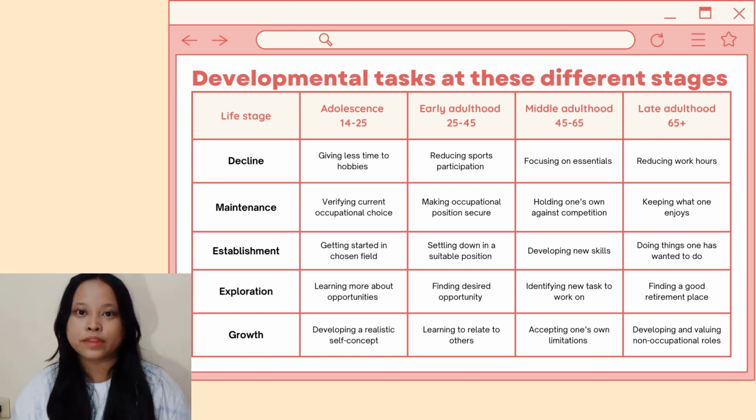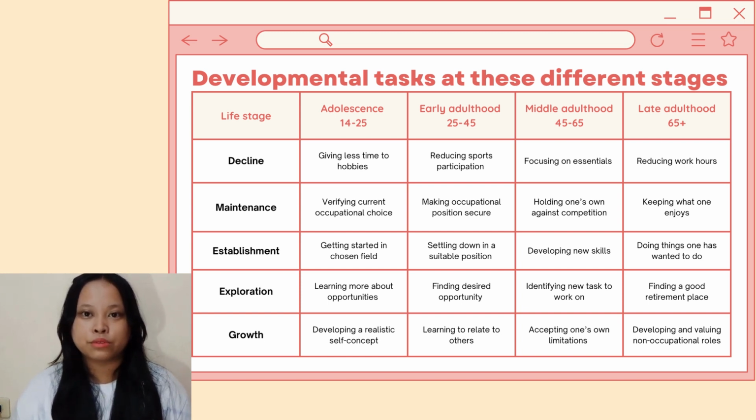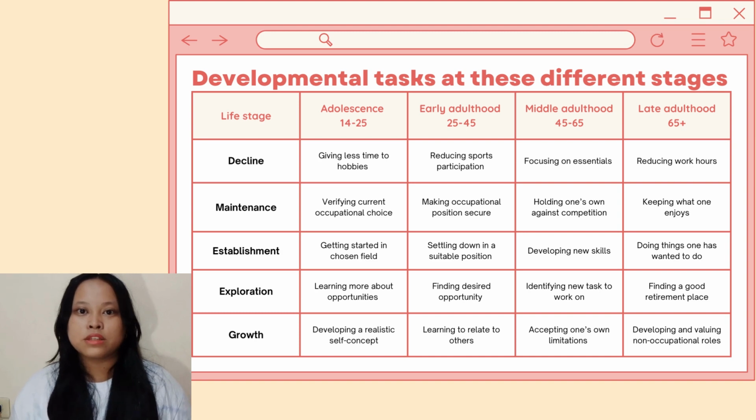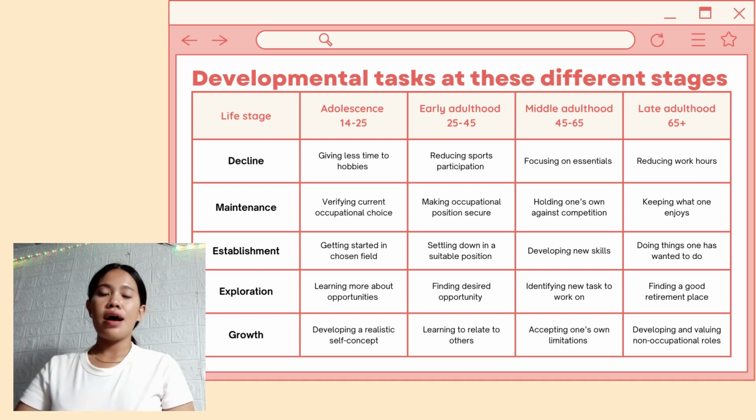Next is middle adulthood, between 45 to 65 years old. It says here that you're developing new skills. This means that you can discover new skills that can help you to work and improve yourself. Last is late adulthood, between 65 years old and above. It says here that you're doing things one has wanted to do. This means that you are enjoying your life while doing the things that you wanted and you love.